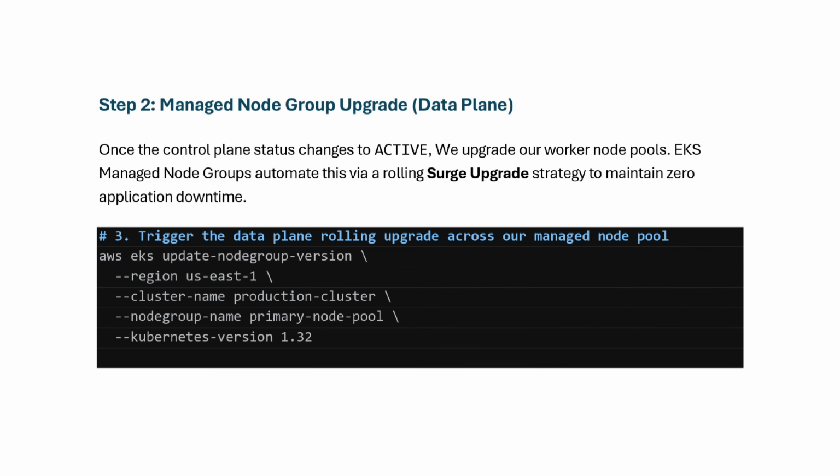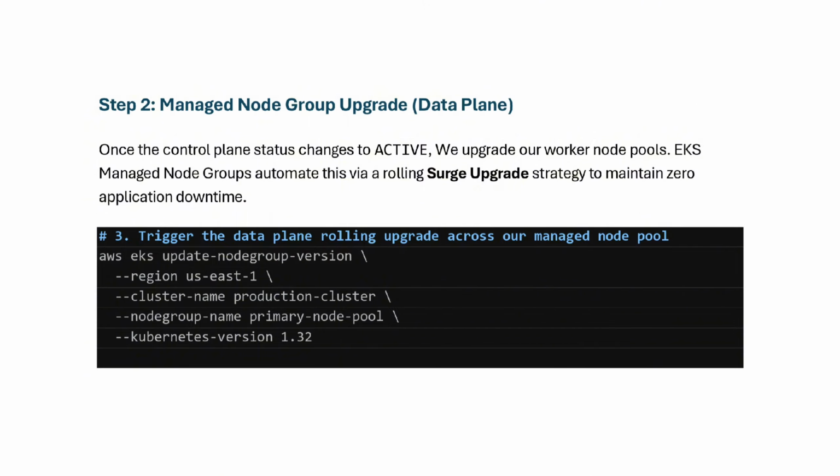Now for step 2, managed node group upgrade, that is the data plane. Once the control plane status changes to active, we upgrade our worker nodes pool. EKS managed node groups automate this via a rolling surge upgrade strategy to maintain zero application downtime. So we can understand the control plane as the root folder, and the other aspects, that is worker nodes or master nodes, are the subfolders inside it. So in that case, we first need to upgrade the control plane. We have done that in step 1.